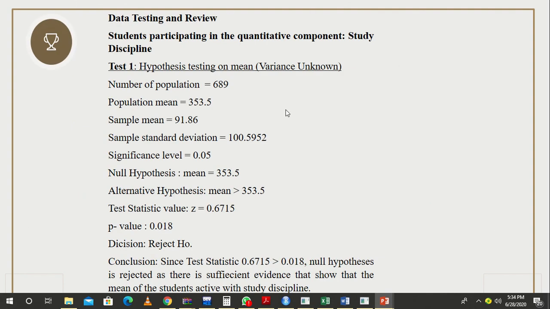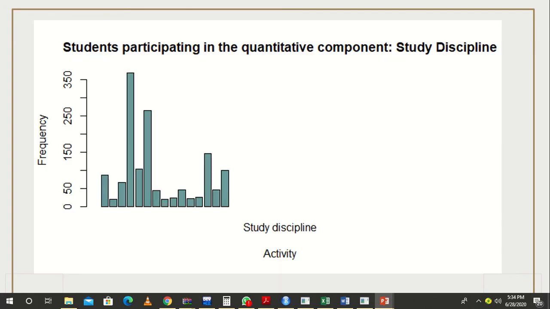So from the first analysis, the students are participating in the qualitative component study discipline. Where I have recorded the conclusions, most of the students are active with the study discipline. And here, the statistic tools analysis also gives proof that the students are mostly active with these activities.